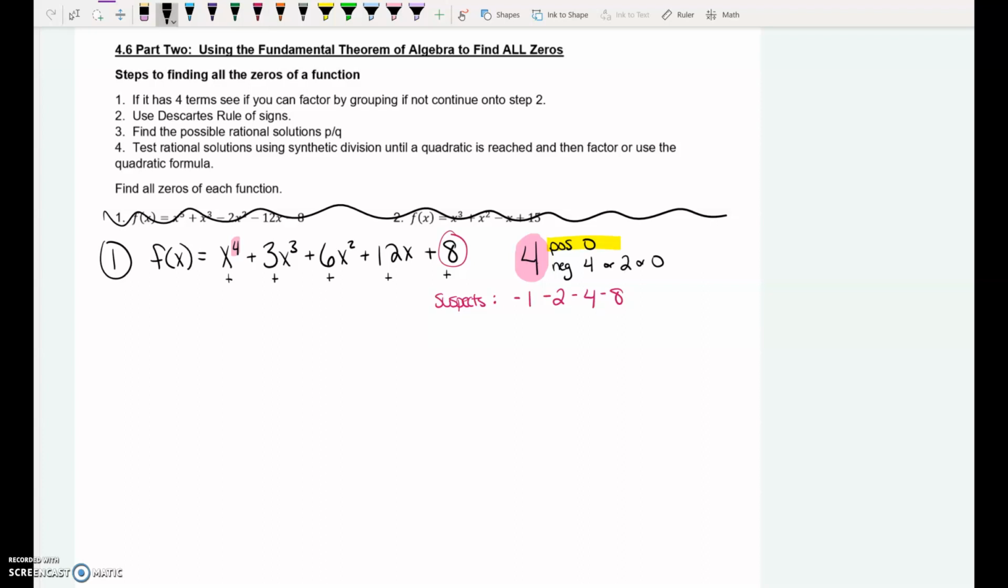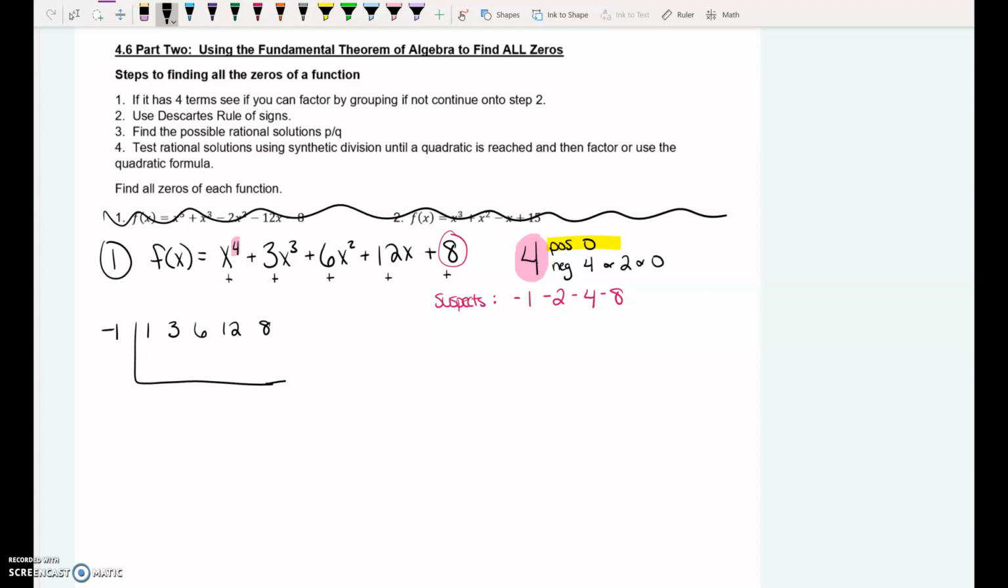We test using synthetic division, and it's going to be very important, and I think you'll see this in one of your assignment problems, that sometimes the x cubed term is missing, or the x squared term is missing. So before you do synthetic division, please make sure that you have all of your terms. Make sure you've got x to the fourth, x to the third, x squared, x, and a number. If you don't, put a 0x to the third or whatever in the missing term's place. So we've got 1x to the fourth, 3x to the third, 6x squared, 12x, and 8.